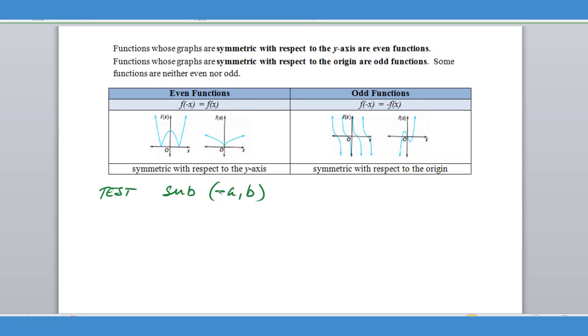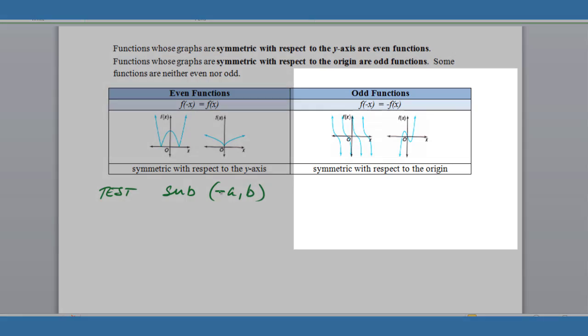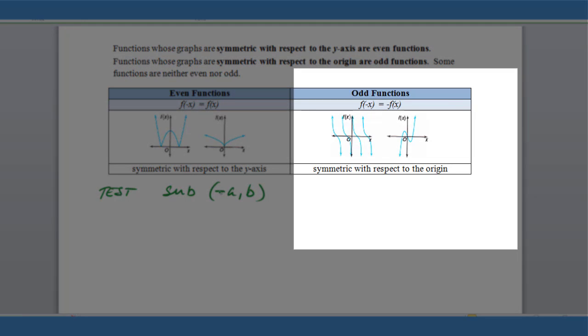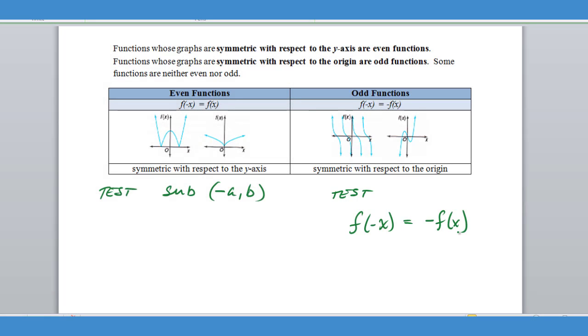Now for odd functions, you can see that they are symmetric with respect to the origin, and so with odd functions we're simply going to test that f of negative x is going to equal the negative value of f of x. And so we have a couple of tests for the different types of symmetries.